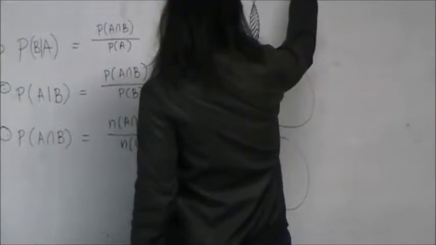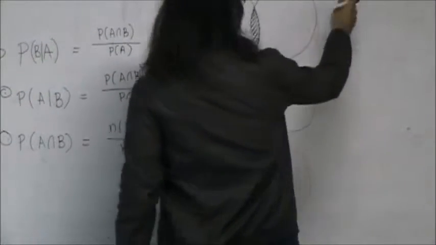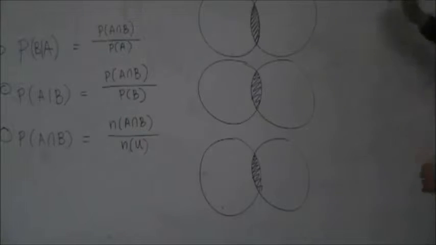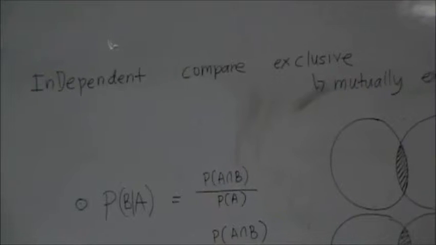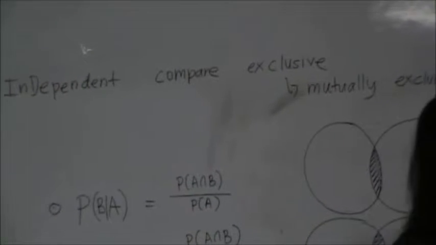Mutually exclusive. And that only means that the Venn diagram should look like that. There is no intersection between two events. So hence we say that if this is E1 and this is E2, then E1 and E2 are mutually exclusive.